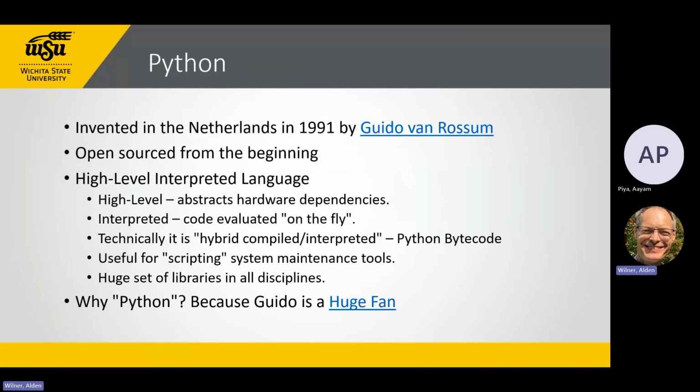If you read about Python 2, it was a very different language than Python 3 that's out there now, right? There's a huge set of libraries. Why is it called Python?